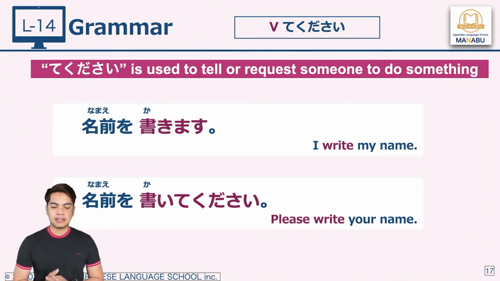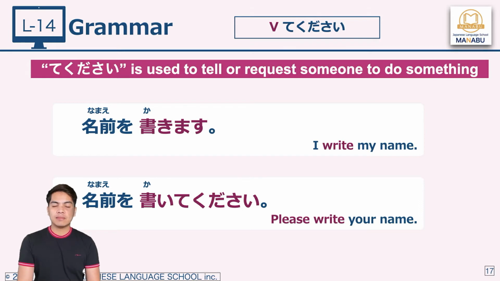So as you learned earlier, add kudasai to the verb te form to tell or request someone to do something. For example, namae o kakimasu means I write my name. Now to request someone to write their name, we conjugate the verb kakimasu to the te form plus kudasai. For example, namae o kaite kudasai.